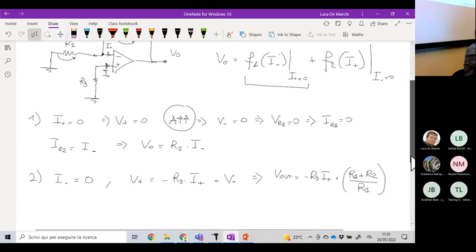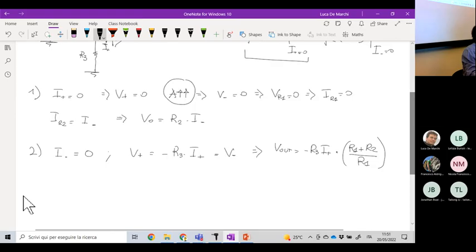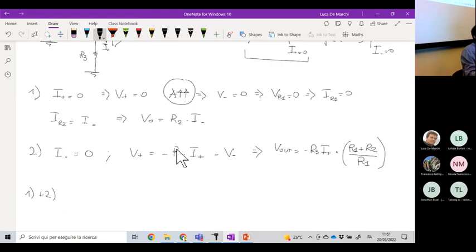Okay, now we can combine result 1 and result 2 to apply the superposition principle. So basically, V out shall be given by this effect, minus (R1 plus R2) over R1 multiplied by R3 times I plus, and this second effect, so R2 times I minus.